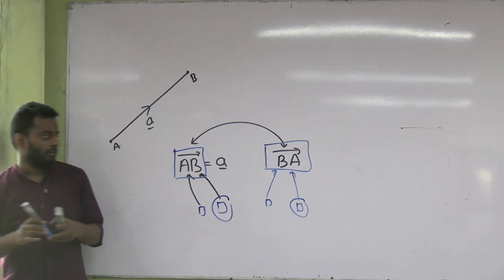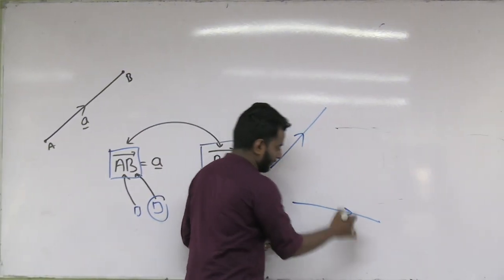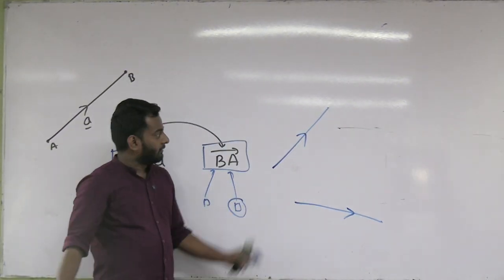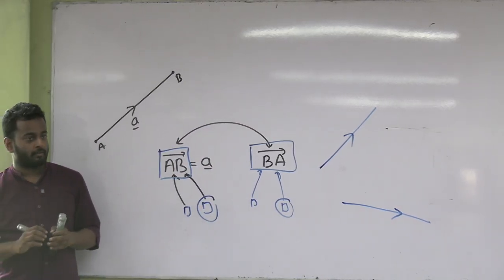Rather than saying different, now different means this. So here we have a direction and this is also another direction. So these are different directions, that's fine. We can use a better word than different: opposite. Are we okay with that?